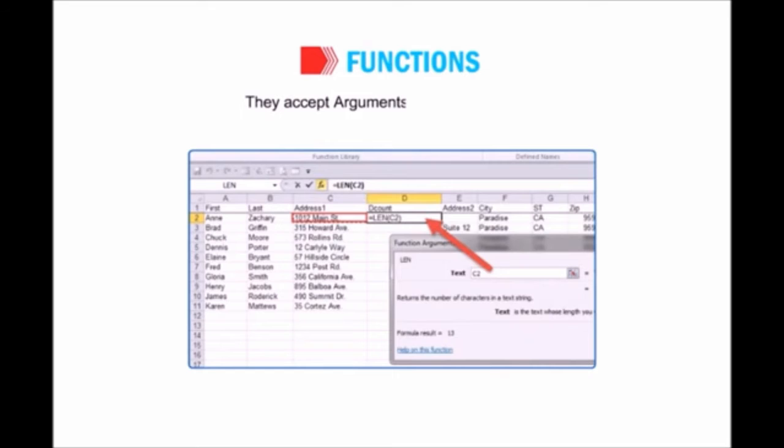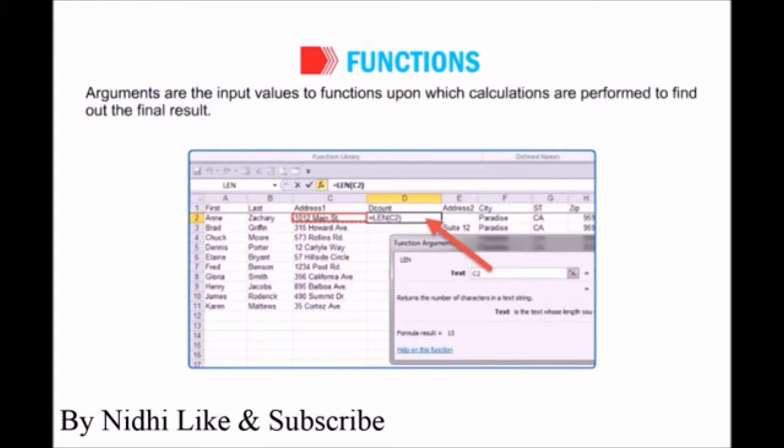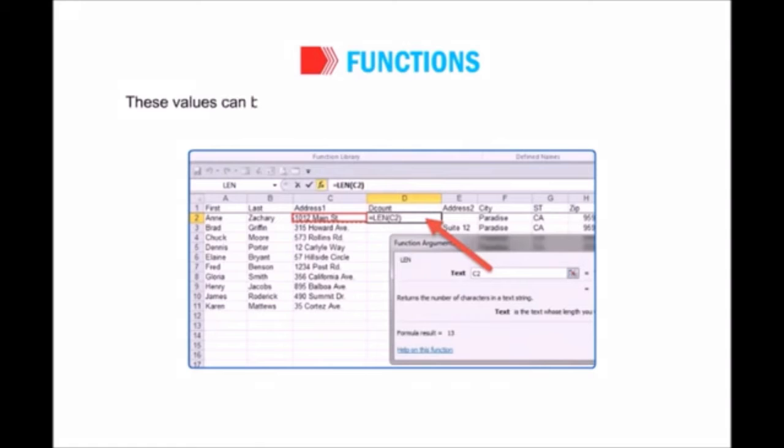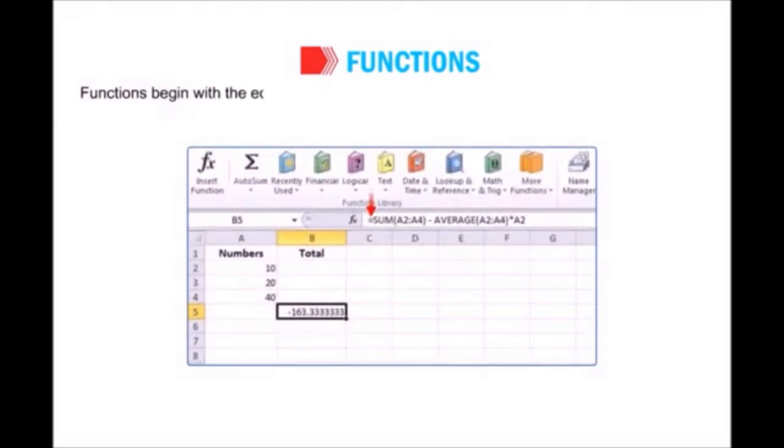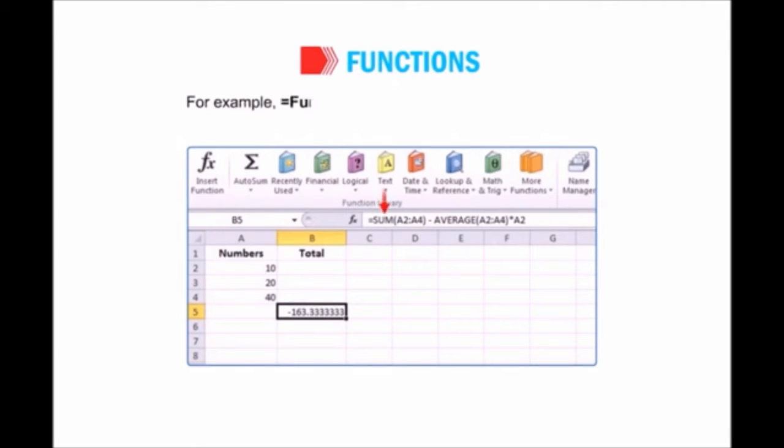They accept arguments and return values. Arguments are the input values to a function upon which calculations are performed to find the final result. These values can be numbers, text, etc. and are enclosed within parentheses. Functions begin with the equal to sign followed by the function name and the list of arguments separated by commas within the parentheses. For example, equal to function name, argument 1, comma, argument 2.